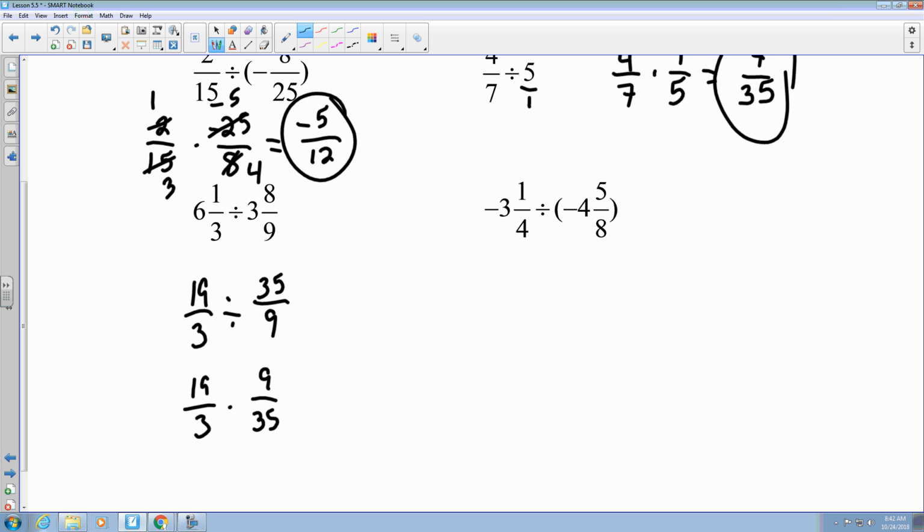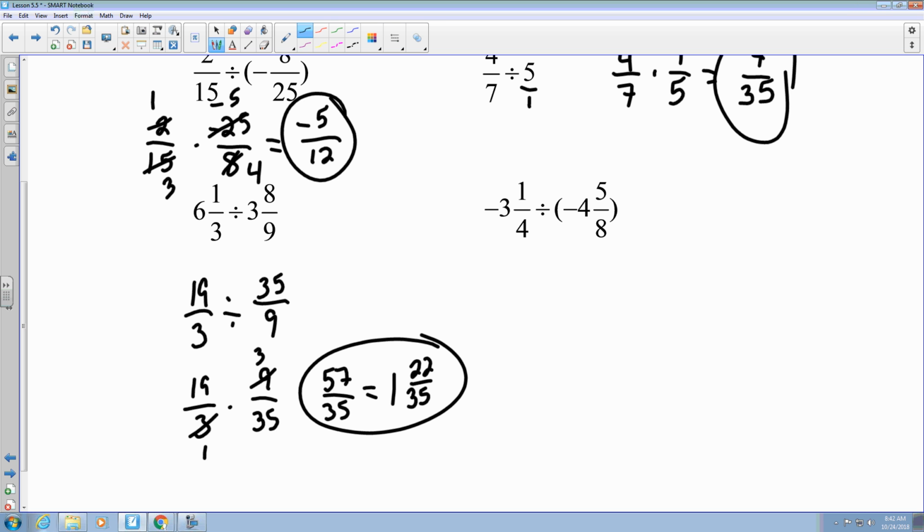So I see that 9 and 3 can be reduced. This becomes 1, this becomes 3. 19 times 3 is 57. 1 times 35, 35. And that is in lowest terms, but if we want to make it into a mixed number, we got 1 and 22/35, because 35 goes into 57 once, and what's left over would be 22. Okay.